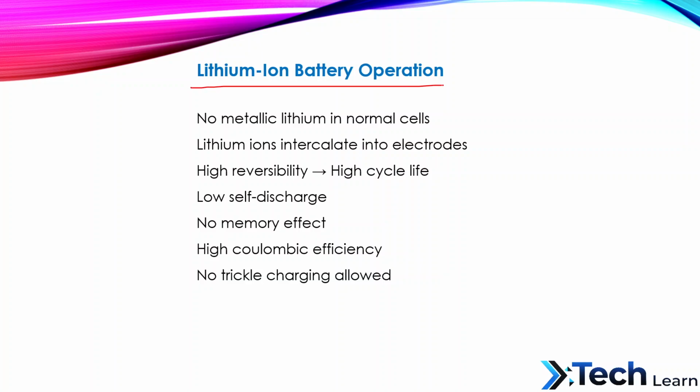Here we can see lithium-ion batteries operate on the same electrochemical principle as other batteries, but there are important differences. First, there is no metallic lithium inside a normal lithium-ion cell. This greatly improves safety and cycle life. Lithium ions move between cathode and anode through a process called the intercalation process. This process is highly reversible, which is why lithium-ion batteries can cycle many times.